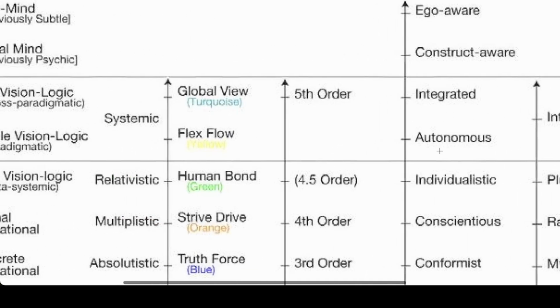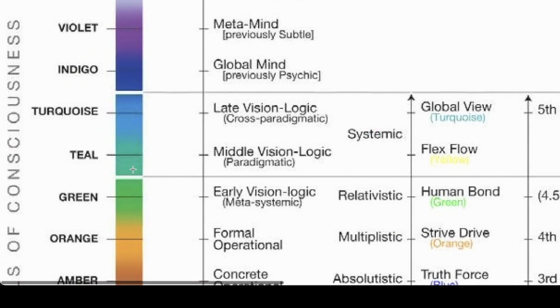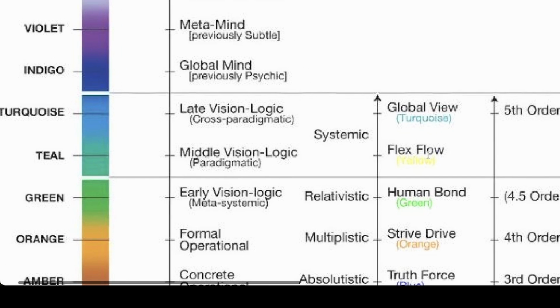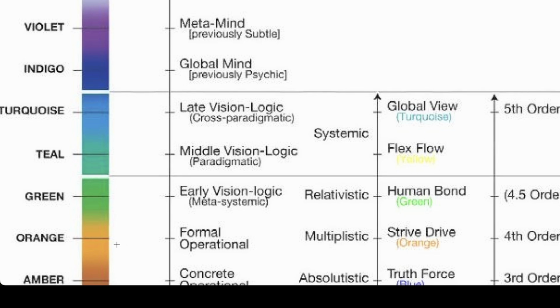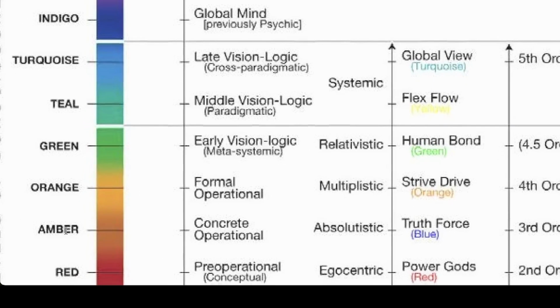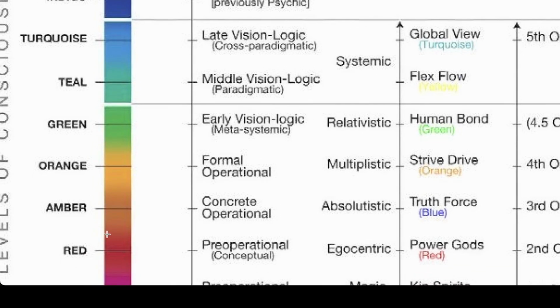and turquoise. I've talked about how this channel is sort of a teal integrative approach. Some of the researchers call this middle vision logic. Flex flow is a great term. A lot of teal individuals are able to flow with what's happening in a group. Maybe there's an orange and an amber person, so they kind of help mediate the differences that are happening in the conversation.